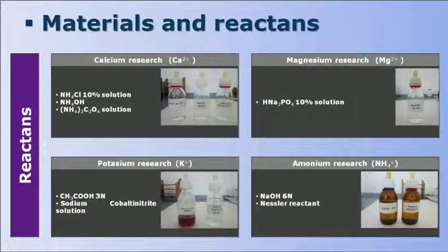Reactants. Cations research. For the research of calcium, we use ammonium chloride solution at 10%, ammonium hydroxide, and ammonium oxalate solution. For the research of magnesium, we use a solution of sodium diphosphate at 10%. For the research of ammonium, we use sodium hydroxide and the Nessler reagent. Finally, for the research of potassium, we use acetic acid and sodium cobalt nitrate solution.